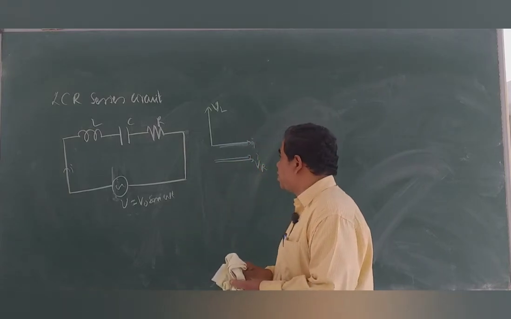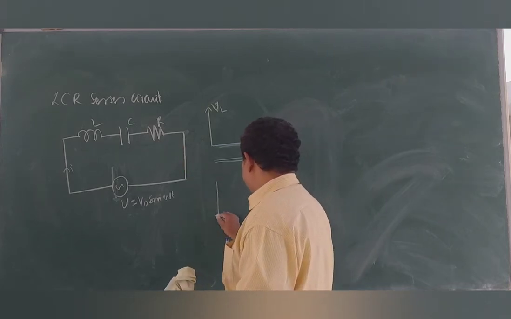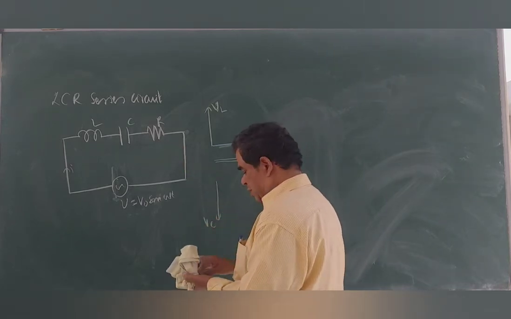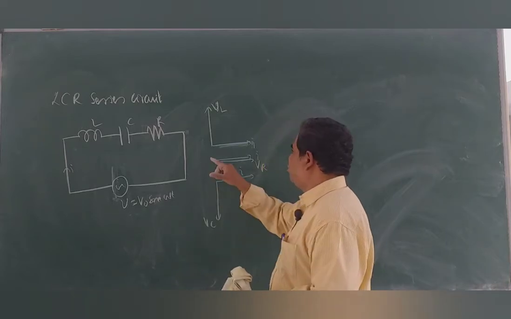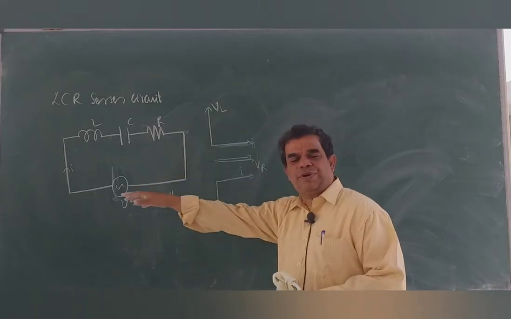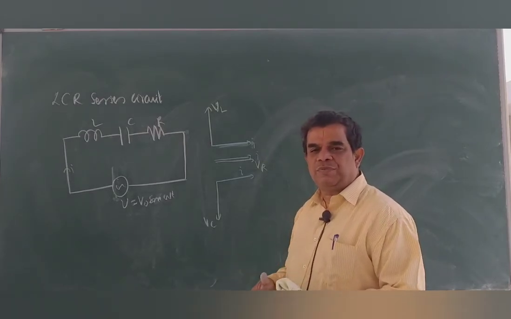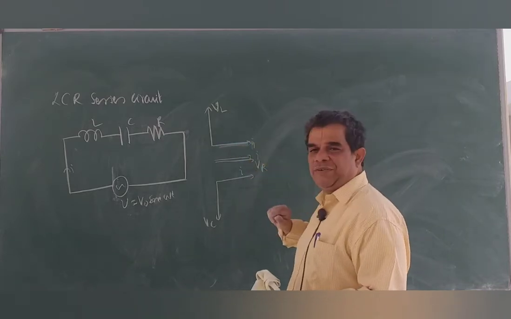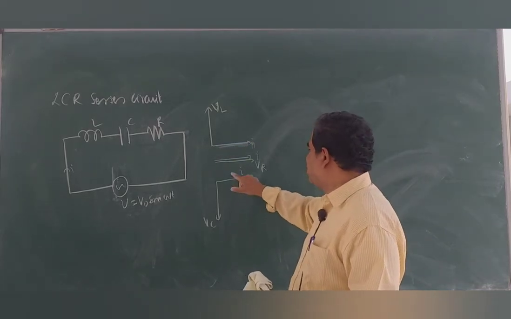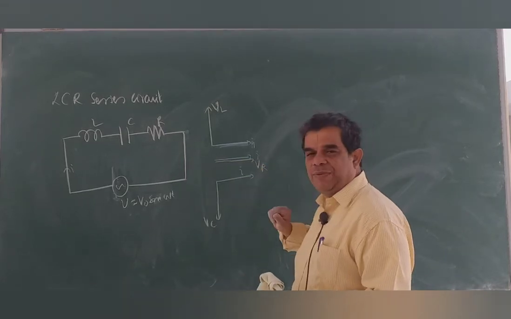For capacitance, voltage lags behind the current, that means I write VC here, the current is again like this, I. So first thing for inductance, as we know from previous derivations, in a pure inductance circuit, voltage leads the current by pi by 2 radian. That's what I have written. In case of pure resistance, voltage and current are in phase, so they are in the same line.